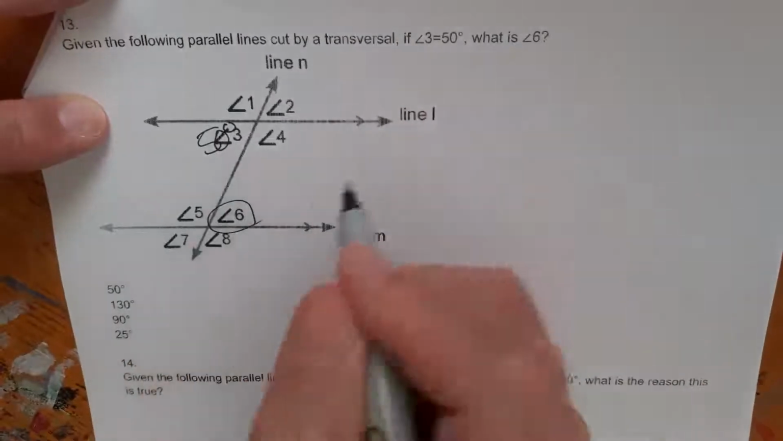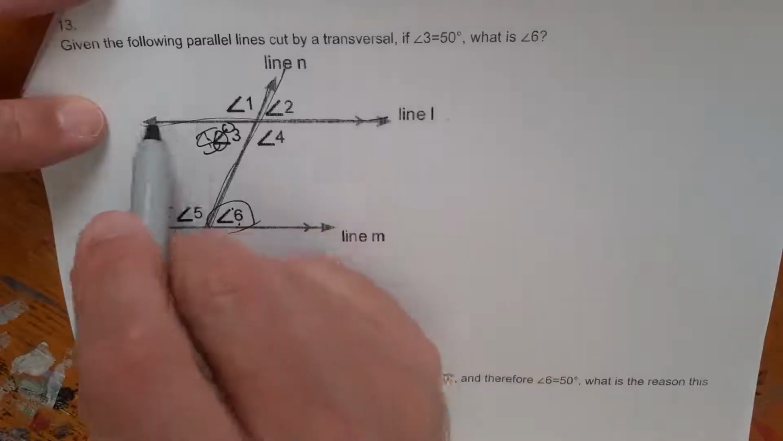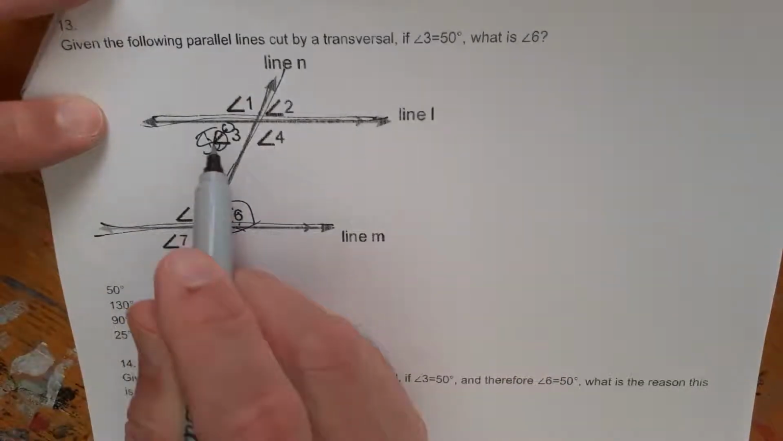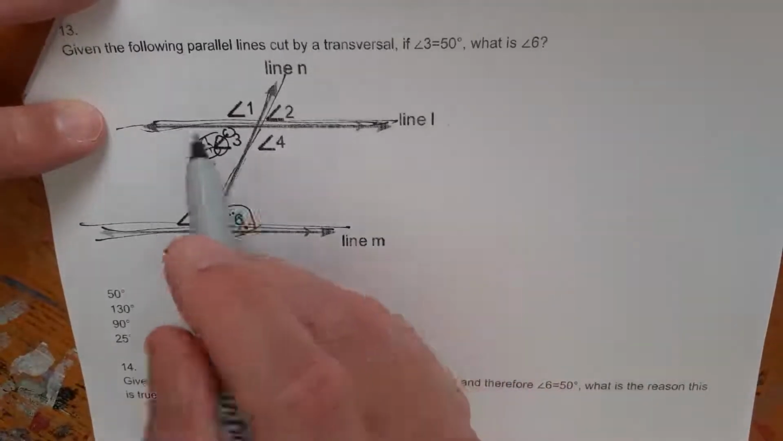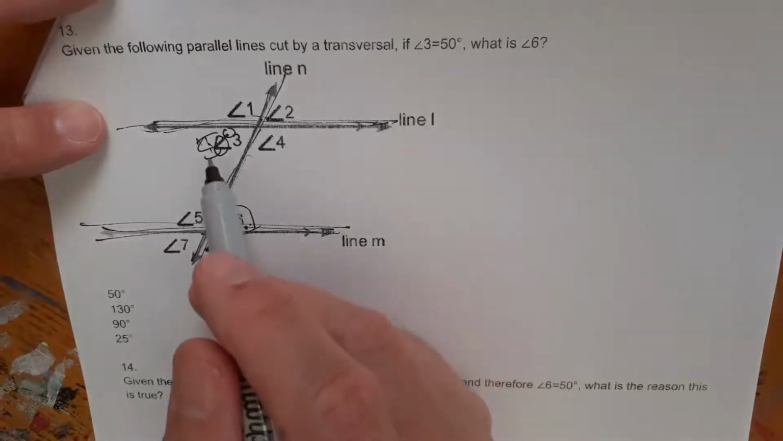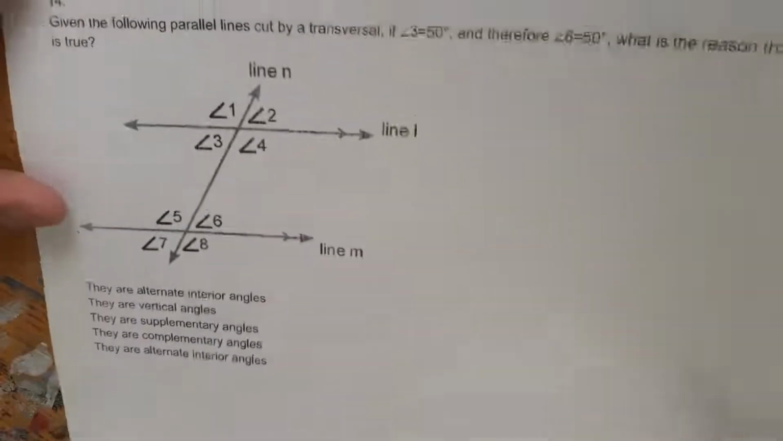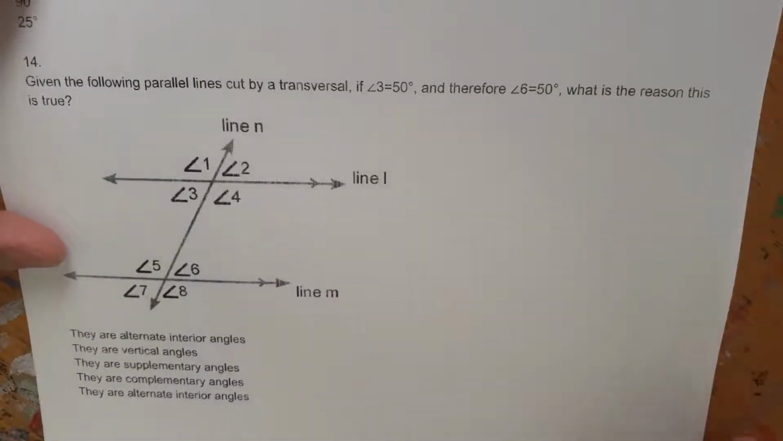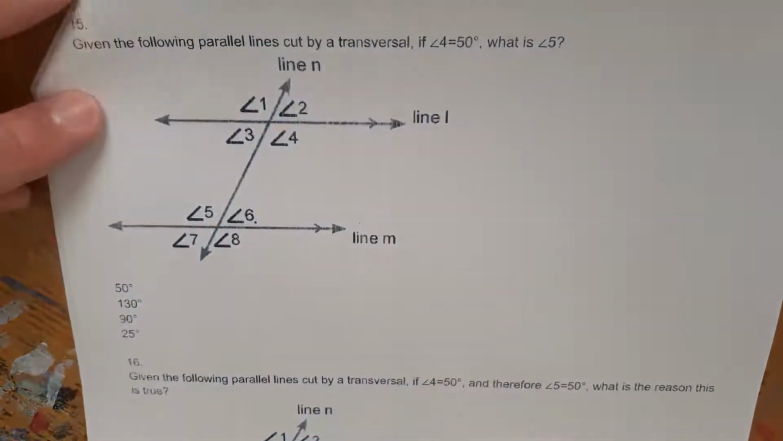What's angle 6? So these are called alternate because they're on different sides of the transversal, and it's interior because they are on the inside of these parallel lines. So this is called alternate interior. They are equal. If they look equal, they are. There's only two relationships, equal and supplementary. So if this is 50, this is 50. They're going to ask why now. They are alternate interior angles. They're on alternate sides of the transversal, and they're on the inside of the two parallel lines.